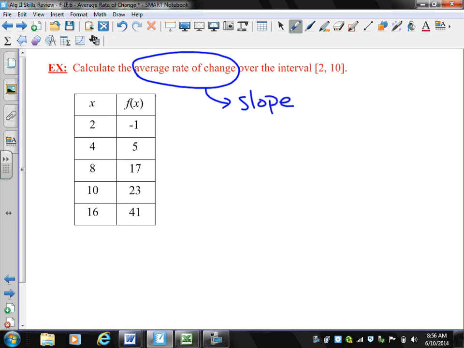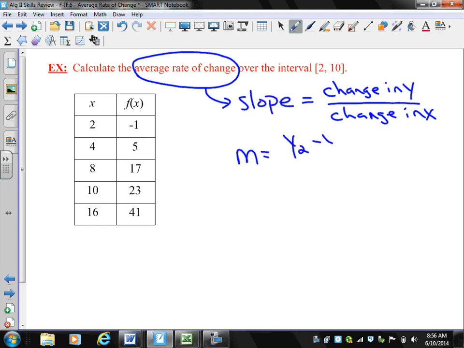Okay, so how do we calculate slope? Well, slope is your change in y over your change in x, right? Okay, so I'm going to write the slope formula: y2 minus y1 over x2 minus x1.